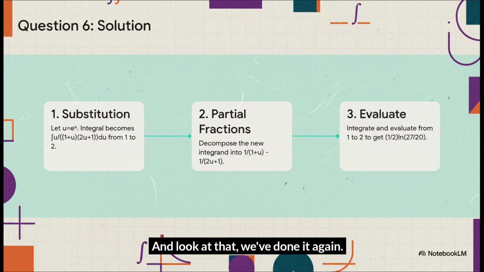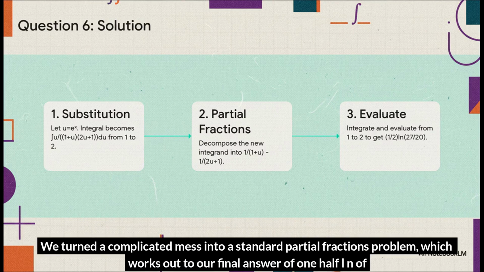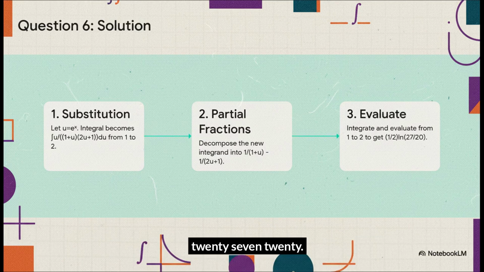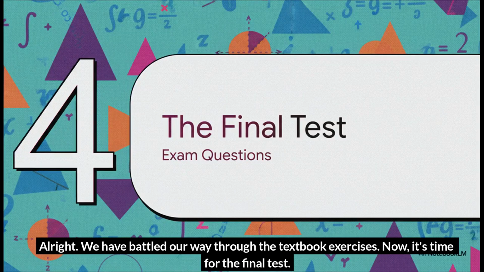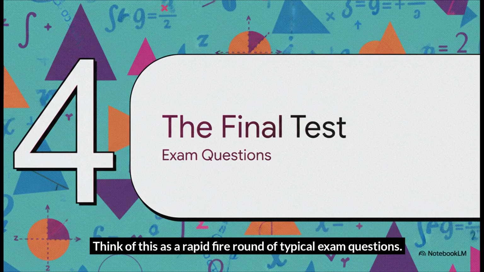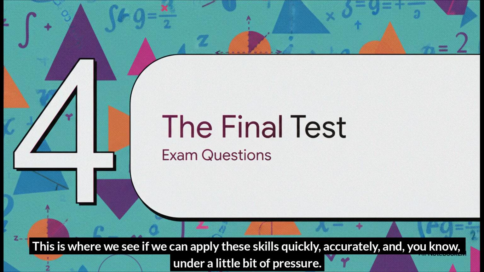And look at that, we've done it again. We turned a complicated mess into a standard partial fractions problem, which works out to our final answer of 1/2 ln of 2. All right, we have battled our way through the textbook exercises. Now it's time for the final test. Think of this as a rapid-fire round of typical exam questions. This is where we see if we can apply these skills quickly, accurately, and under a little bit of pressure.